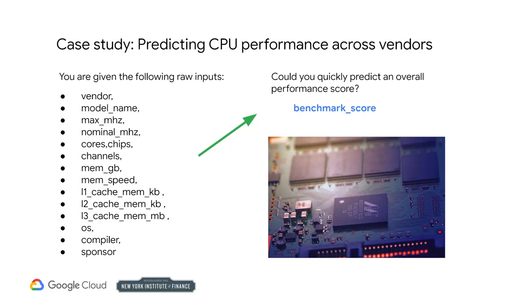If you can get a winning model that forecasts chip performance before it hits the market, it might help your fund value chip vendors more accurately. So given all these inputs about the chip specifications like speed, memory, operating systems, cache, etc., can you predict a benchmark score, say from 0 to 100, that you could use for comparison?